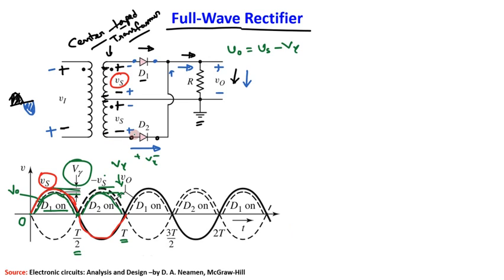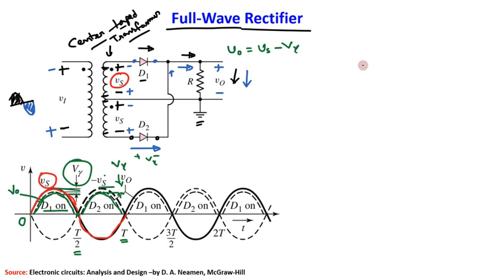So here you can see even for the positive half cycle we are getting the output, for the negative half cycle also we are getting the output, and the polarity of output, which we have indicated by this green color, is actually in the same direction for both cycles of the input sinusoidal signal, right?